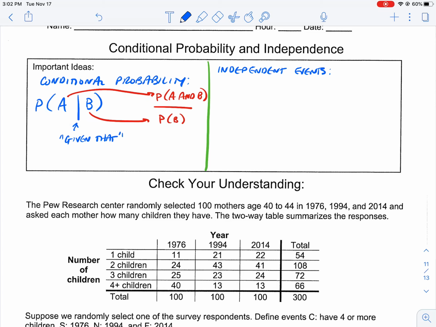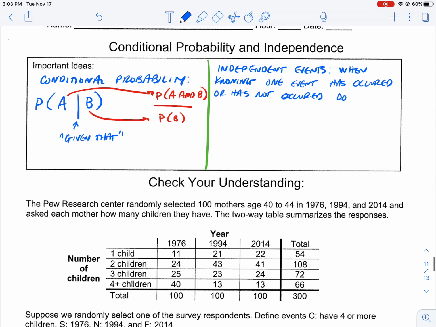Or independence. And independence in probability is when knowing one event has occurred or has not occurred does not affect the probability of the second event. So what does this actually mean?